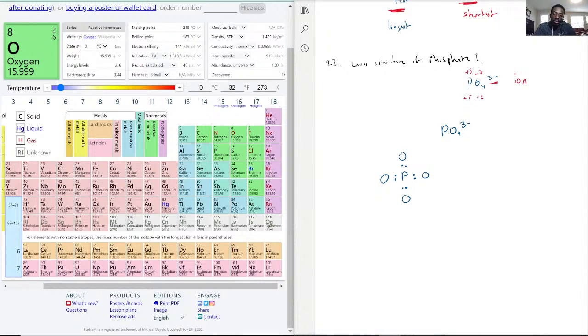So phosphorus is on the 15th column, so it likes to have 5 electrons. Oxygen is on the 16th column, so it likes to have 6, so times 4. Okay, and we have 3 extra here, so 5 plus 3 plus 6 times 4. In total, we're dealing with 32 electrons.